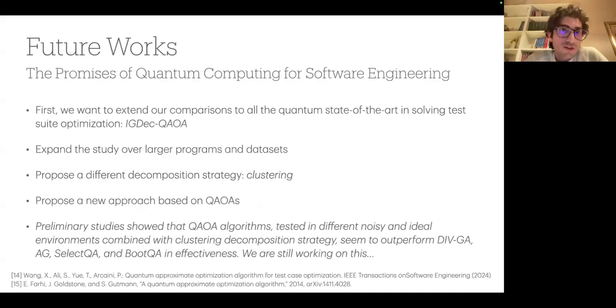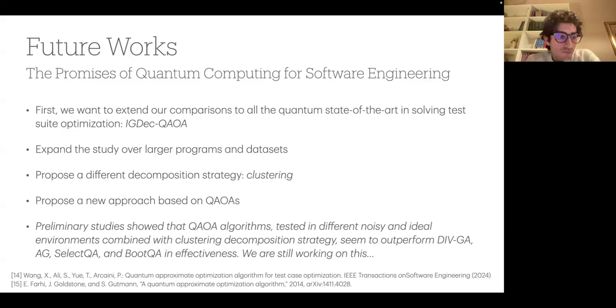Talking about future work, we of course have plenty of work to do. First of all, we want to extend our comparison to another quantum approach to the test suite optimization problem, that is IGDAC QAOA. And we'd also like to expand our study over larger programs and larger datasets.